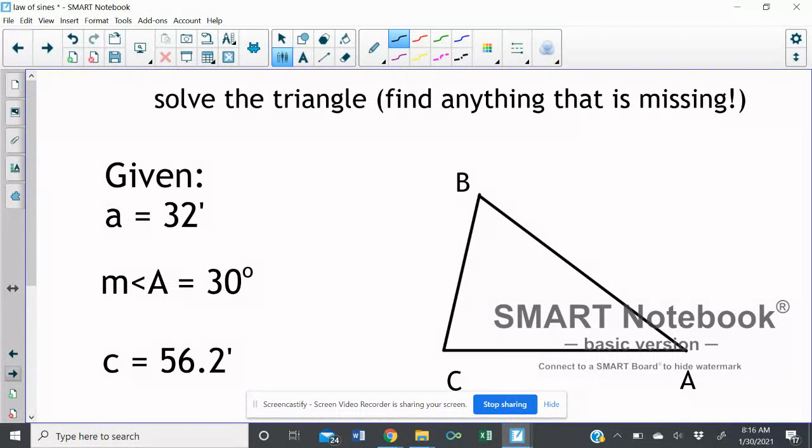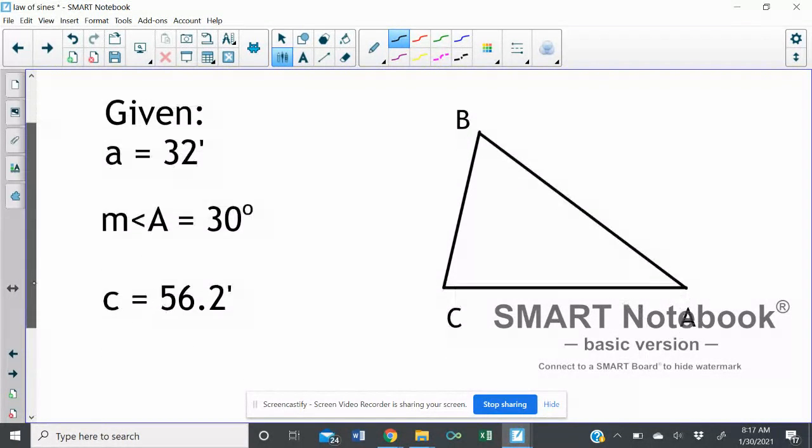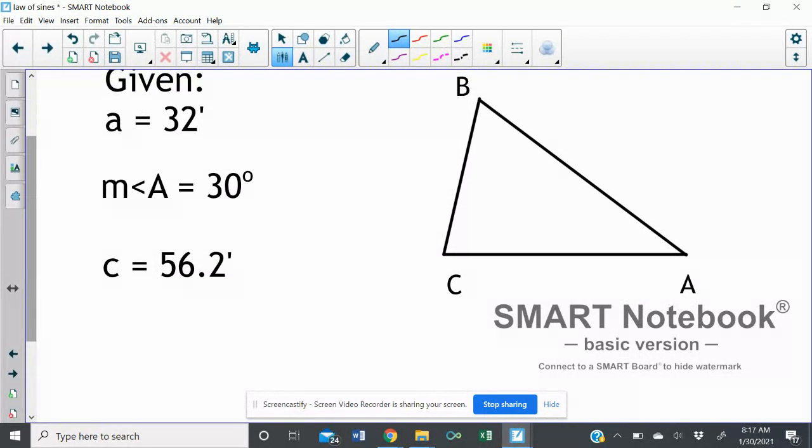All right, so let's try to get this formula going. I'm going to move this up a little. Hopefully I can get this stuff out of there. There we go. All right, so that didn't work, sorry. Remember what I said. The little a is opposite this, so that is your information given. Angle A is 30, and then little c is 56.2 feet.